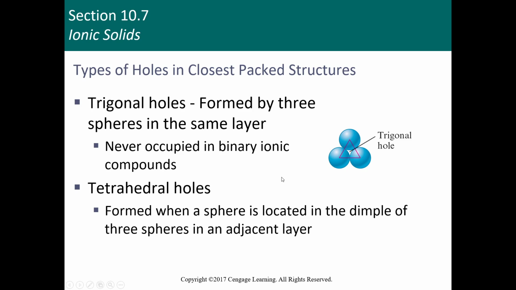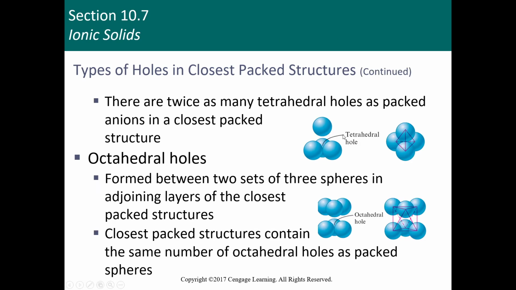Tetrahedral holes are formed when a sphere is located in the dimple of 3 spheres in an adjacent layer, like so. See, it makes that tetrahedral shape again. There are twice as many tetrahedral holes as packed anions in a closest packed structure. This is an octahedral hole. It's formed between 2 sets of 3 spheres in adjoining layers of the closest packed structures. Closest packed structures contain the same number of octahedral holes as packed spheres.